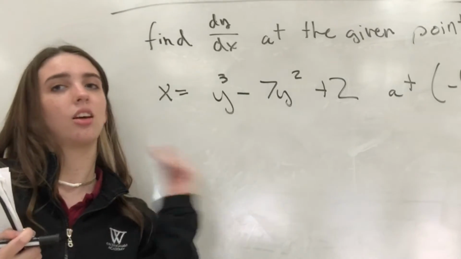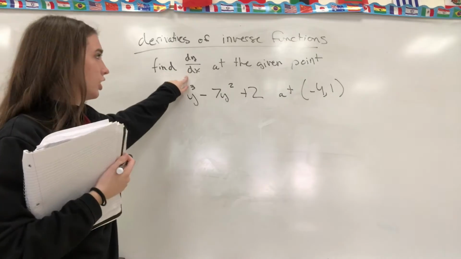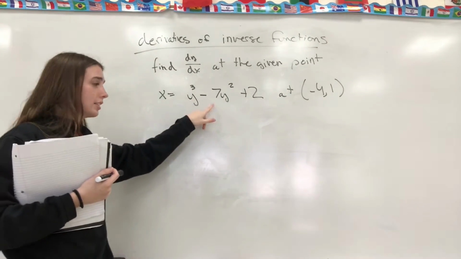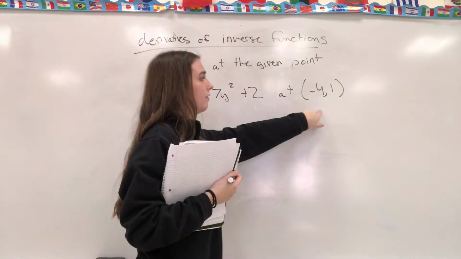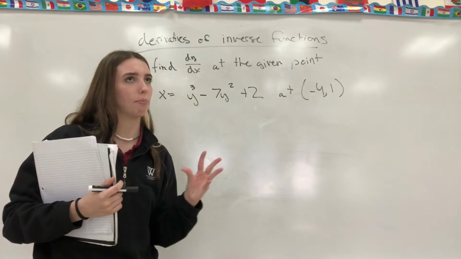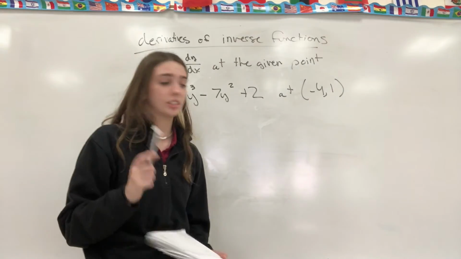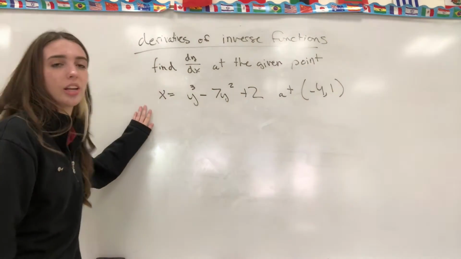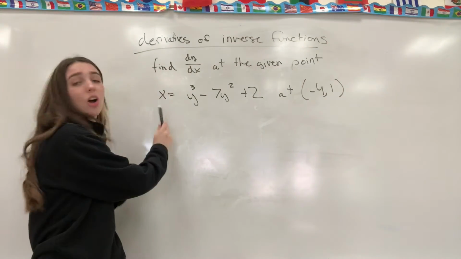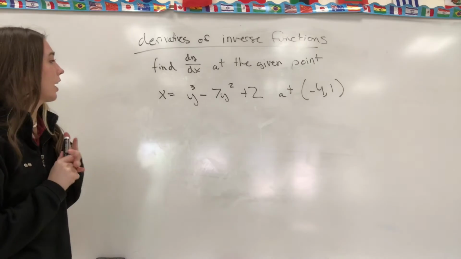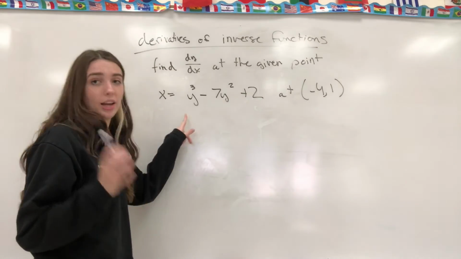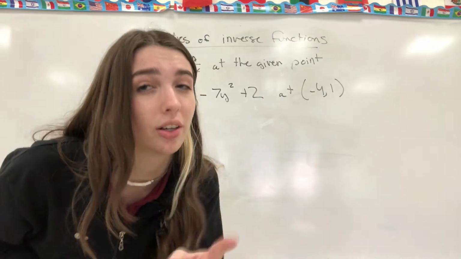This is the problem. Find the derivative at the given point. This is what you're given. X equals y cubed minus 7y squared plus 2 at the point -4, 1. This is a very simple inverse equation, but I feel like it gives a good example of how they can be useful. First step, we need to recognize that this is already in the form that we like. We love this form when we're dealing with inverse functions because the x is already by itself. Remember? We can just skip a bunch of steps and immediately switch x to y and y to x. But don't forget your notation or else you'll get confused.